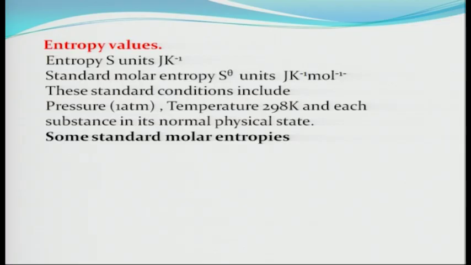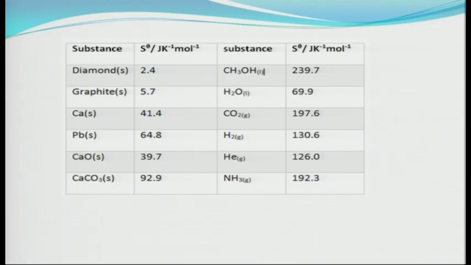This is at standard conditions of 298 Kelvin and in their normal physical state. Some of our standard entropy values are here. We have diamond, which is 2.4. Diamond is very hard, so its disorder is very small because it is very strong. Then graphite, also calcium. But if you look carefully, the entropy values of gases are very high because they can move very fast. And remember, we are talking about disorder.